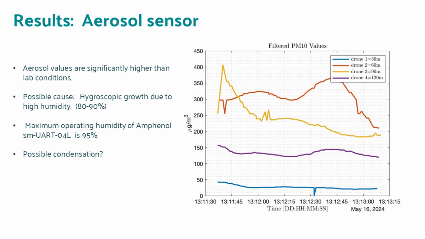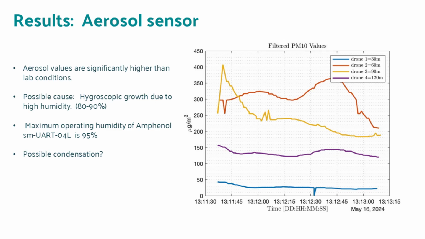Now, regarding the aerosol sensor, the values measured during flight were significantly higher than anything we had previously recorded indoors in the lab. One possible explanation is hygroscopic growth, where airborne particles absorb moisture and increase in size. This typically occurs at relative humidity levels between 80 and 90%, which aligns with the humidity levels we measured during the flight. Another contributing factor could be sensor limitations.